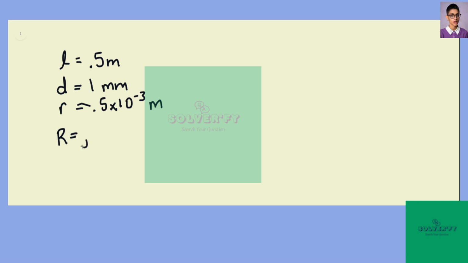So the length is 50 centimeters, so that's a half meter. And the diameter is 1 millimeter, so the radius is 0.5 times 10 to the minus 3 meters. We need to get its resistance in order to determine the current properties, which would determine the power dissipation properties. And so we have to use an old formula, which is rho, the resistivity, times the length divided by the cross-sectional area.